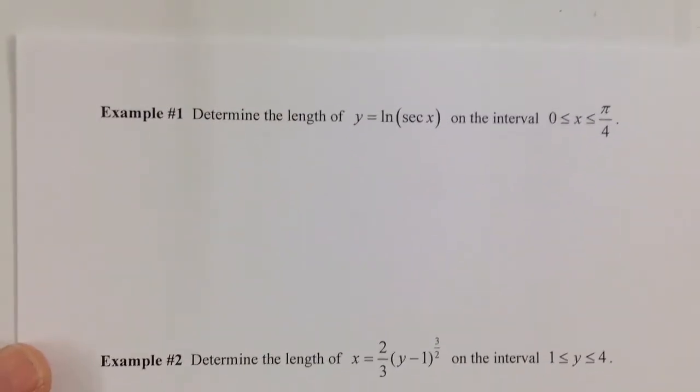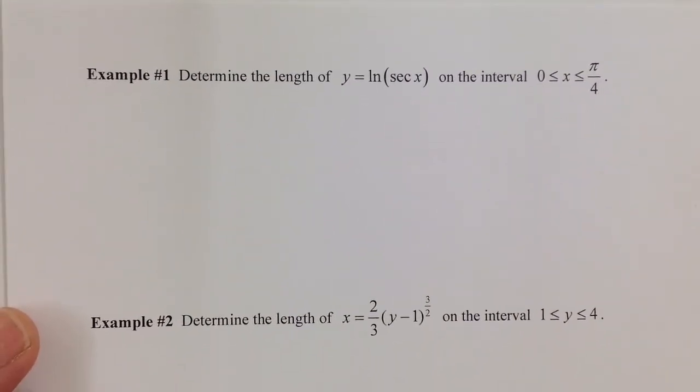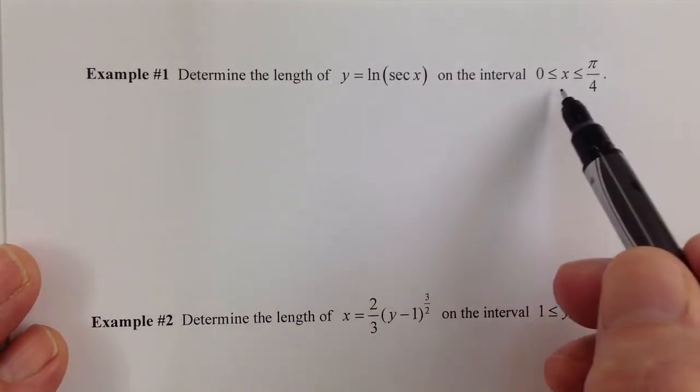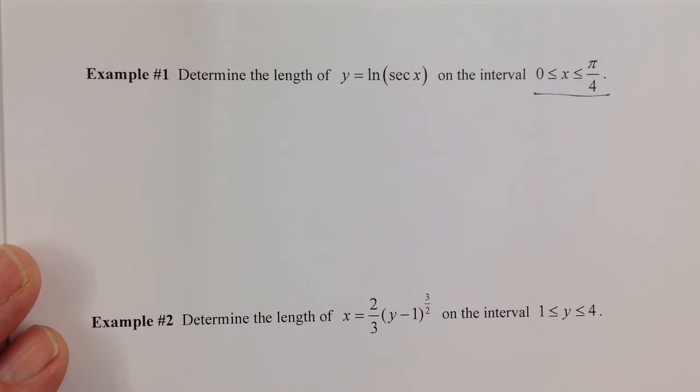Example 1: the length of this curve here, y equals ln of secant of x on the interval from 0 to pi over 4. We make some assumptions here. For examples 1 through 4 today, we're just assuming that these curves are defined and continuous over the entire intervals that are given.